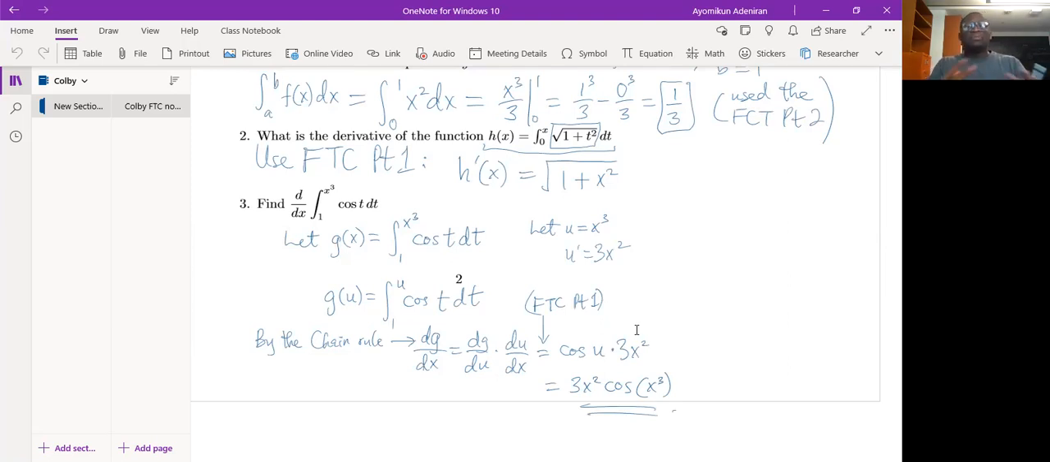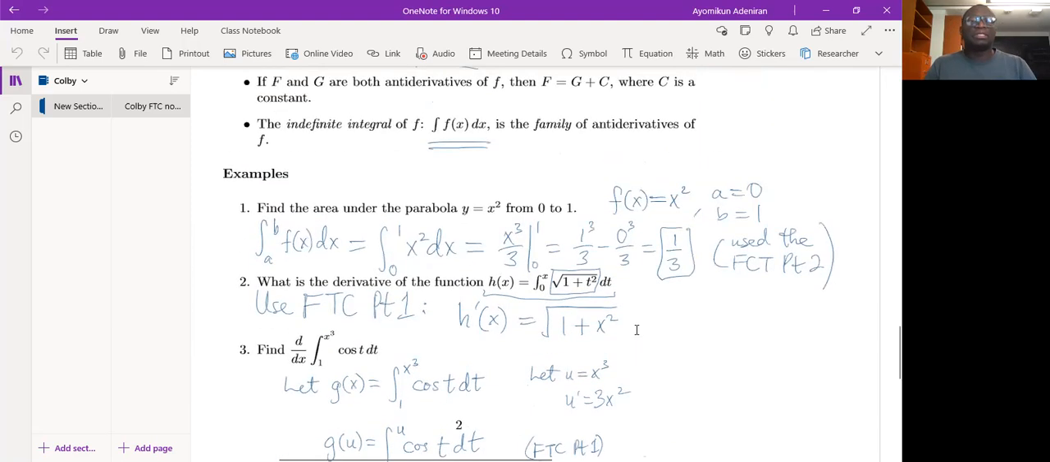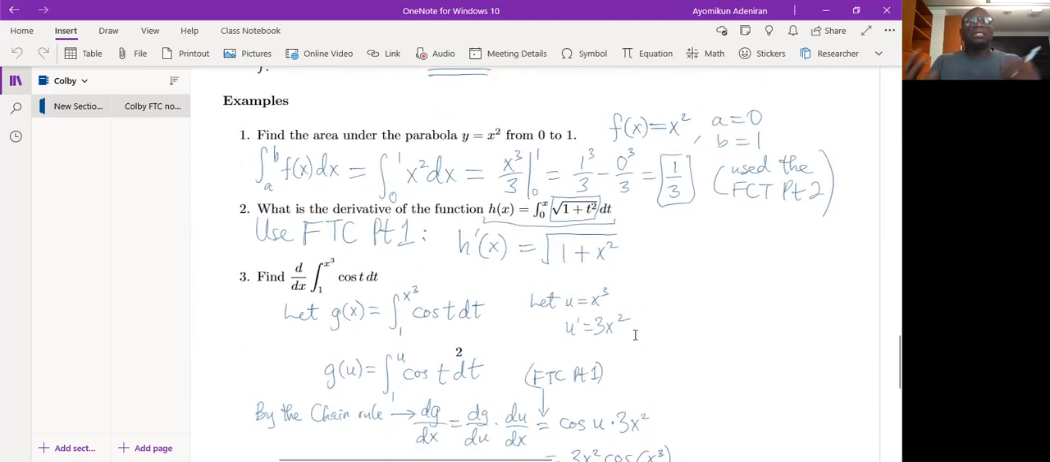These are just a few examples of how we can apply the fundamental theorem of calculus in solving problems that show up in integral calculus, such as finding the area under a curve and so on and so forth.